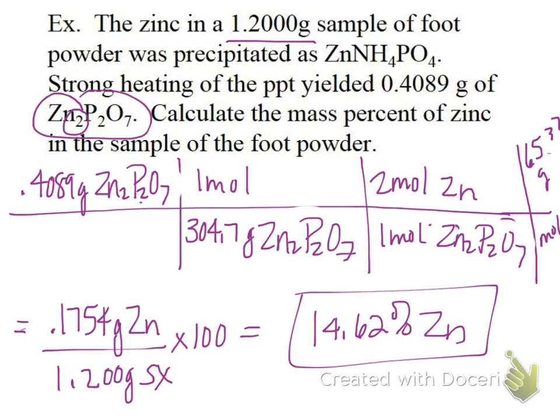Okay, any questions on that? This is sometimes what throws people off, because the stoichiometric relationship is not from a balanced equation. It's from the fact that we have right here 2 moles of zinc in 1 mole of the compound. Does everybody understand that? Okay. Is anybody still writing? Okay.